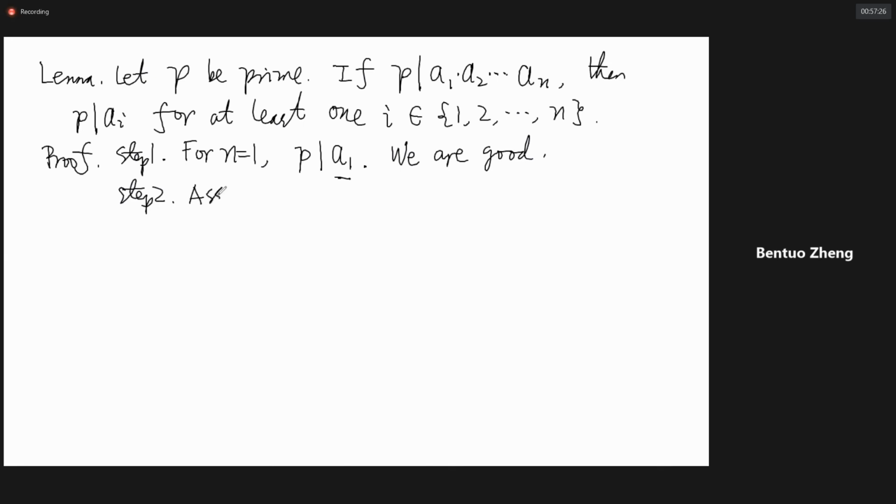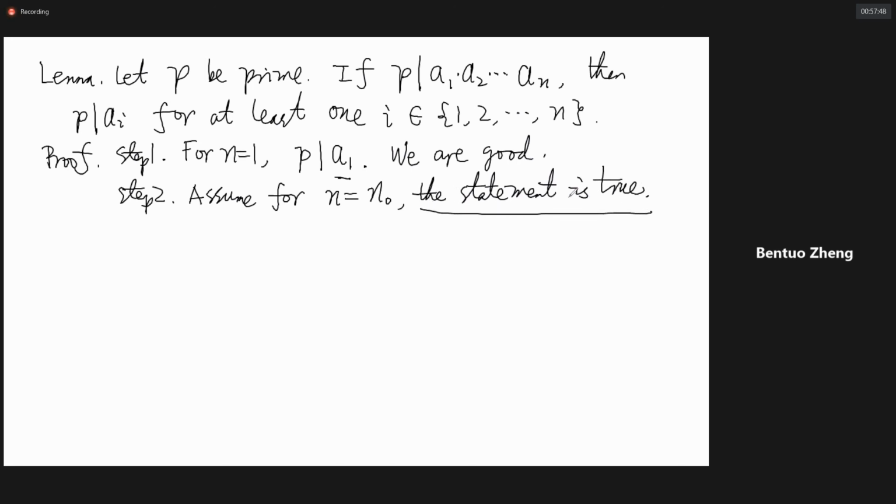Step 2, assume for n equals n0 the statement is true. You should understand what this means. The statement is true. It means if P divides the product of n0 many numbers, then P divides at least one of them.